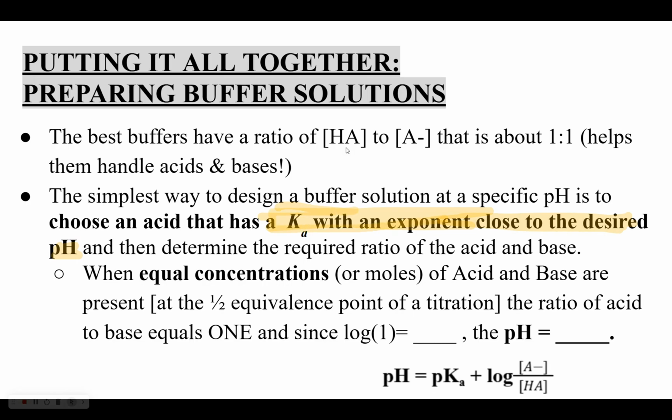I know it was kind of an offhand comment, and not everyone was necessarily paying attention, but we talked about how when that ratio of our acid to base here is 1, we're taking the log of 1, and the log of 1 is equal to 0, which means that whole term we're adding to our pKa is 0. So when we have that best ratio of 1:1, the pH of our buffer is going to be equal to the pKa of the weak acid that is part of our buffer solution.